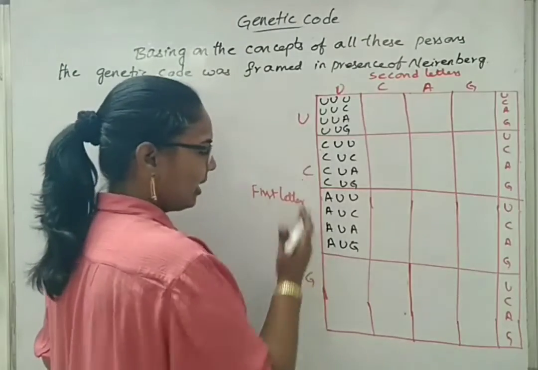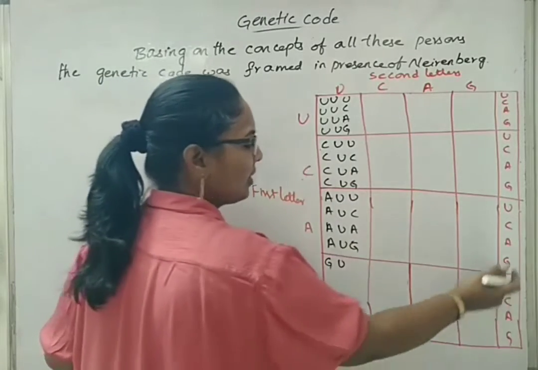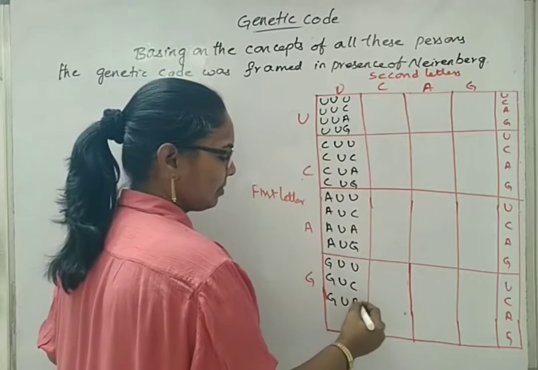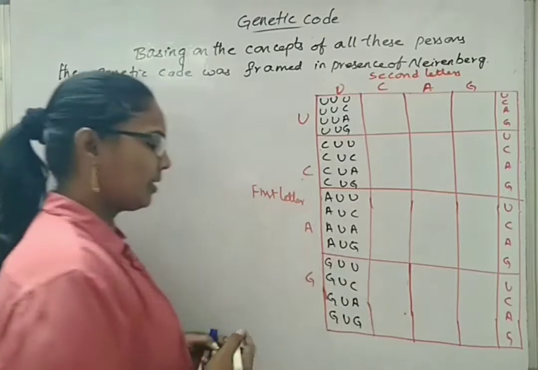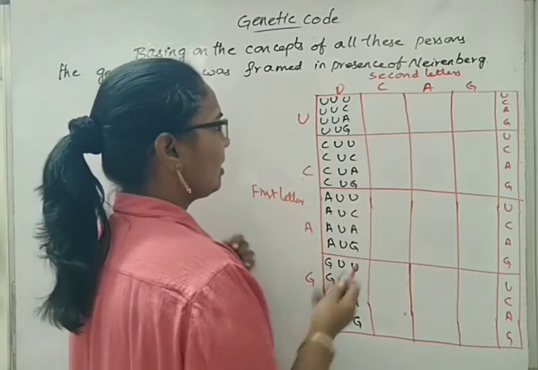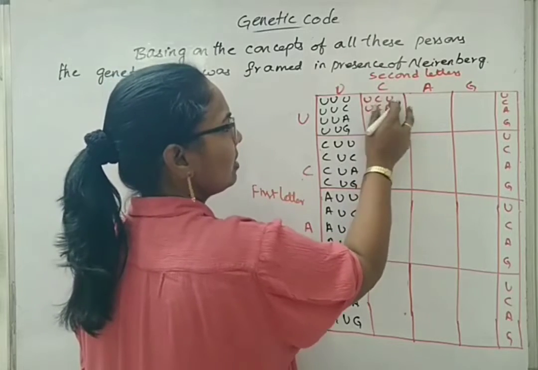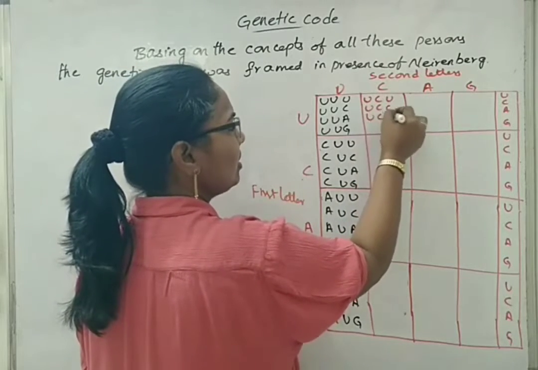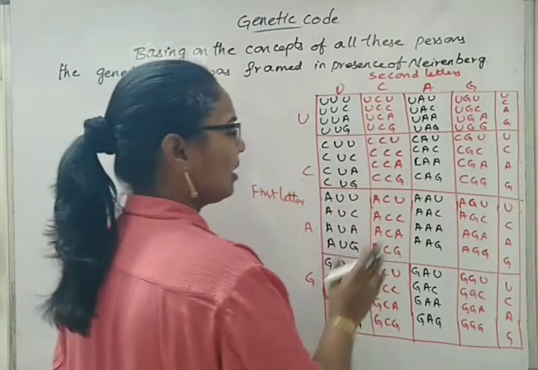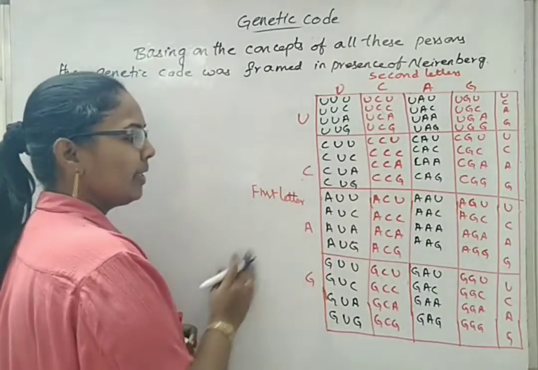First of all, we should take which is on the left side, that is guanine. Second, which is on the top, that is uracil. Third one, which is on the right side, uracil. So, G like this. Let's take another one. Uracil, cytosine, uracil. Uracil, cytosine, cytosine. Uracil, cytosine, adenine. Uracil, cytosine, guanine. If we keep on filling like this, after completing the genetic code, the combinations of nitrogen bases or the codons will be like this.